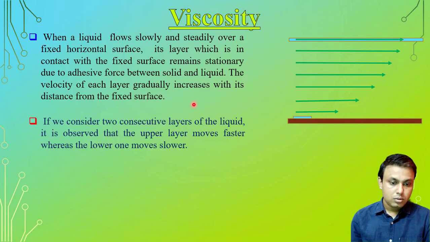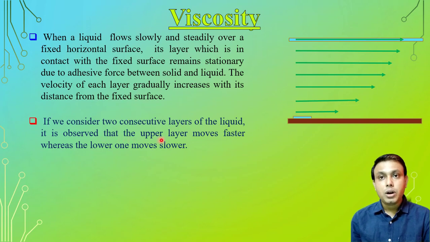Now, if we consider any two consecutive layers of the liquid, it is observed that the upper layer moves faster whereas the lower one moves slower.